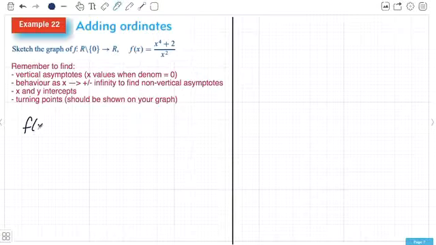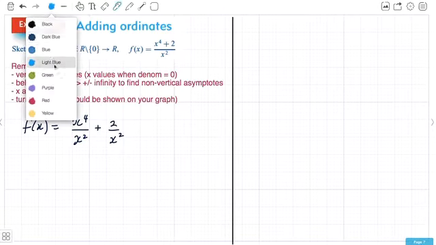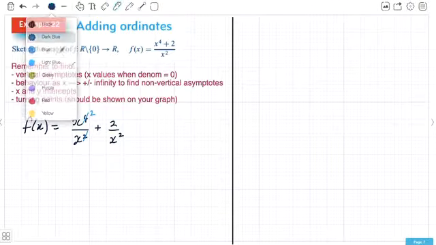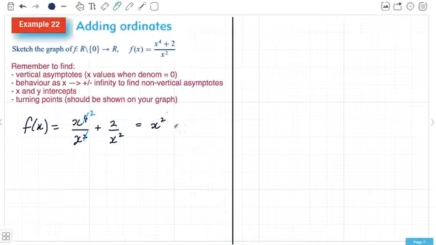So I'm just going to write down the function. I'm going to split it up because both of the things on the top line are over that denominator. So x to the power of 4 over x squared plus 2 on x squared. And I know that I can cancel the powers down, so I now just have an x squared left there, which is awesome, and a 2 on x squared.